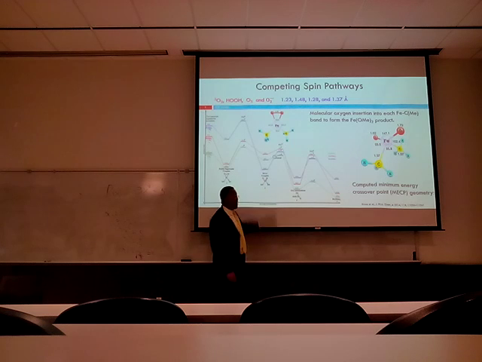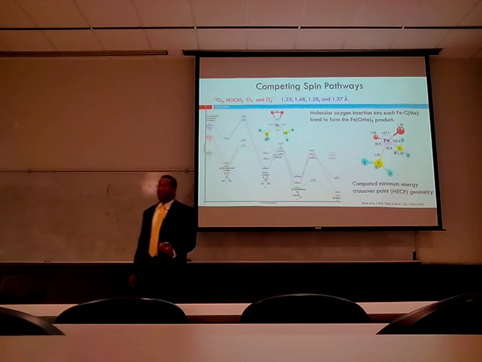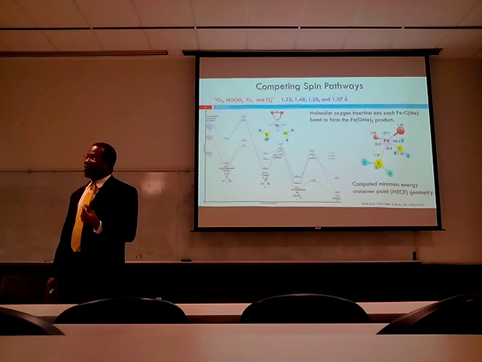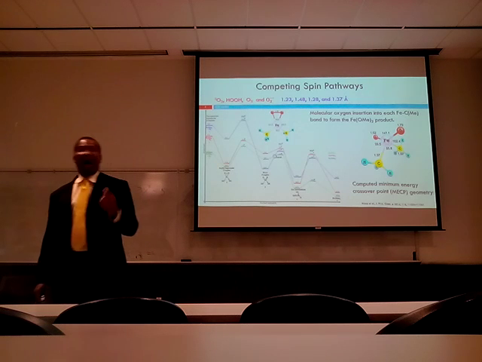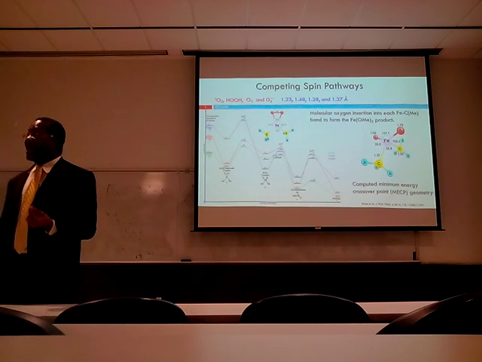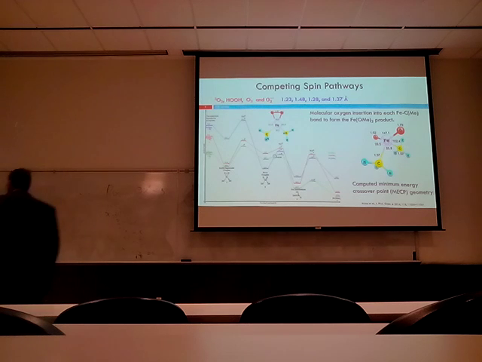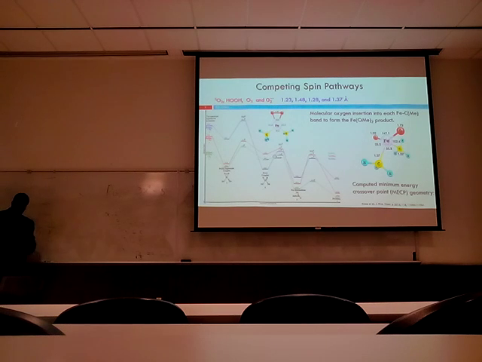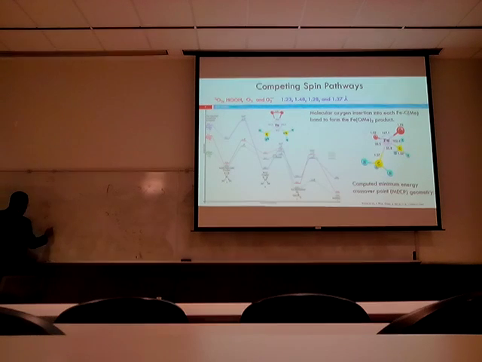Because this motif looked more like a square planar complex, not a tetrahedral one. And most square planar complexes are singlet. It's because of the orbital splitting, right? Because of the orbital splitting. This is xy, this is x squared minus y squared, this is xy, this is z squared, this is xz, this is yz.